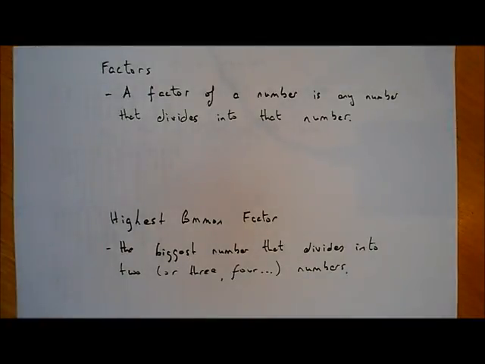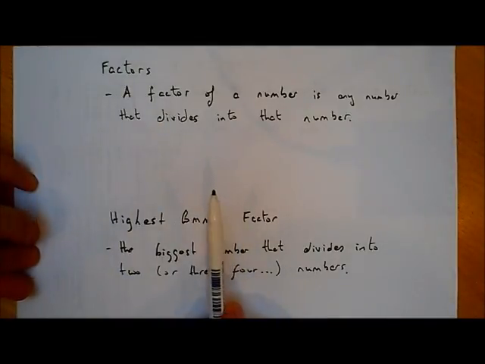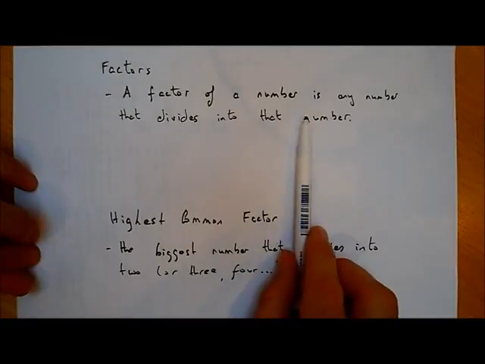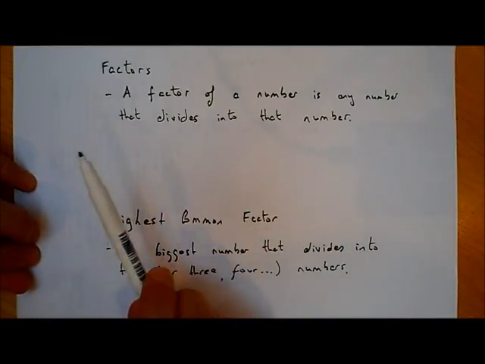Okay, we're going to have a look at a few more definitions now, very simple ones that you probably know already. The first one is the definition of a factor. A factor of a number is any number that divides into that number.